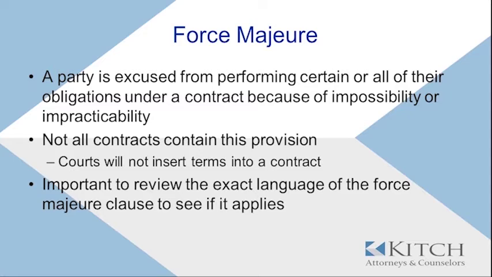So what does that mean? Typically we're looking at acts of God, war, now people are writing in pandemics and other diseases or government ordered shutdowns, but it's something that prevents you from performing all or certain of your obligations that are out of your control. It's important to note that not all contracts have these clauses. And in a situation where a force majeure clause is not included, a court will not imply it for you. So if this is something that you are interested in having in your contracts, you need to make sure it's in there and in writing.